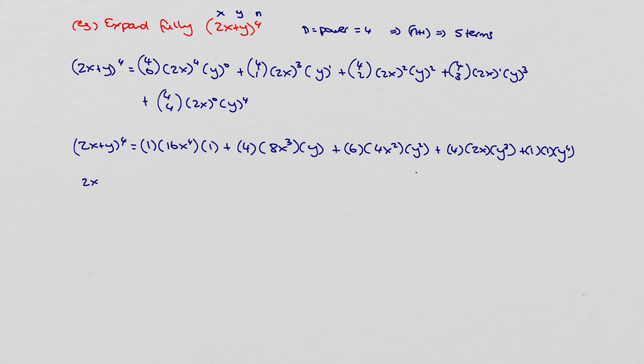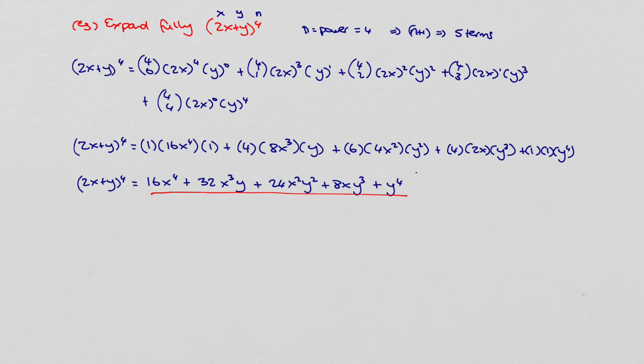So our last line then is just a little bit of algebra. So in other words, multiplying out our brackets. So we have 16x^4 plus 4 times 8 is 32x^3y. 6 times 4 is 24x^2y^2 plus 8xy^3 plus y^4. So again, if we check, we have 1, 2, 3, 4, 5 terms in our expansion there at the start.